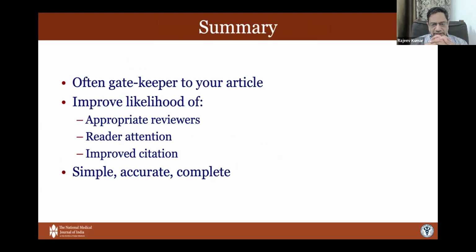So here's the summary slide. This is the last slide that I have to talk to you about. An abstract is usually what we call the gatekeeper to your article. It's what gets people to open the door and read the article further. And if you're submitting it to a conference, acceptance, rejection, moving from an oral presentation to a poster to an unmoderated poster and stuff like that, all depends on the abstract.